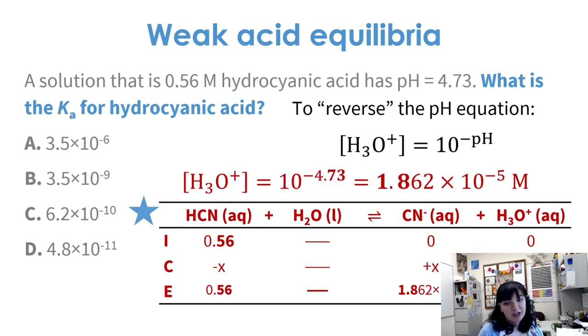Again, for this solution, x is rather small compared to our initial concentration of HCN. And so effectively, at equilibrium, we have 0.56 molar for the hydrocyanic acid, 1.9 times 10 to the minus 5 molar for the cyanide, and that same 1.9 times 10 to the minus 5 molar for the H3O+. I can then use these concentrations to plug back into my Ka expression, again, products over reactants. And plugging these in, this is how I got my final answer of 6.2 times 10 to the minus 10.